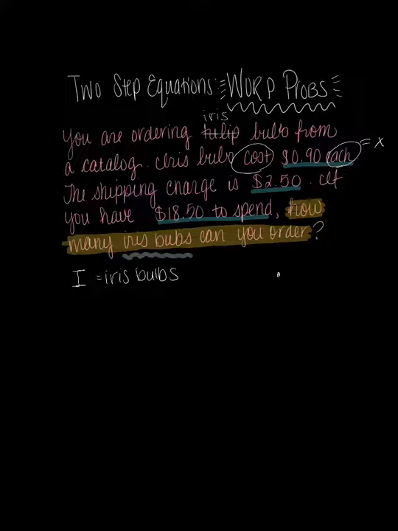So I have 0.9 times the number of iris bulbs. Each is going to end up being the number. 90 cents is the cost. So if I want to talk about cost, I can always make this C.